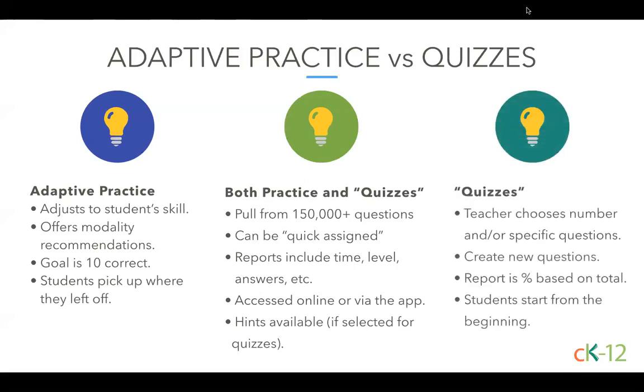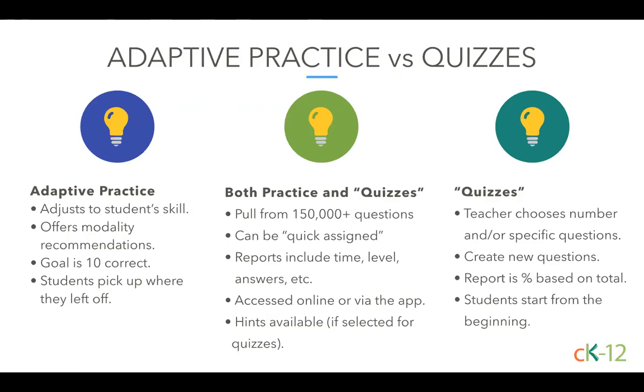So you can pick the number and specific questions. You can write your own questions and include those in your quizzes. Instead of having a goal of 10 correct, which would give a student 100%, the report is based on the total out of how they did. So let's say if you had 20 questions and they got 10 correct, they would get a 50%. And students start from the beginning. So if they do the assignment, they need to complete the assignment from beginning to end. You can set unlimited tries so they could reset that if they wanted to. And for quizzes, you can turn off the hints. So they're available for both, but you have the option to turn them off in the quiz section.